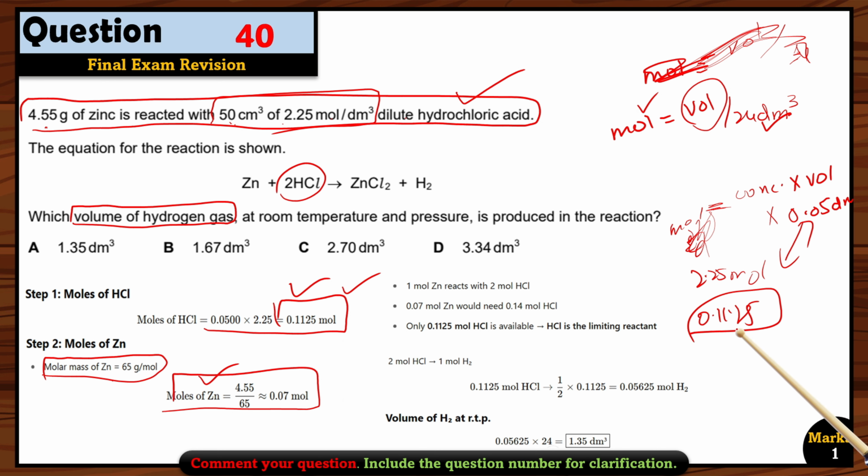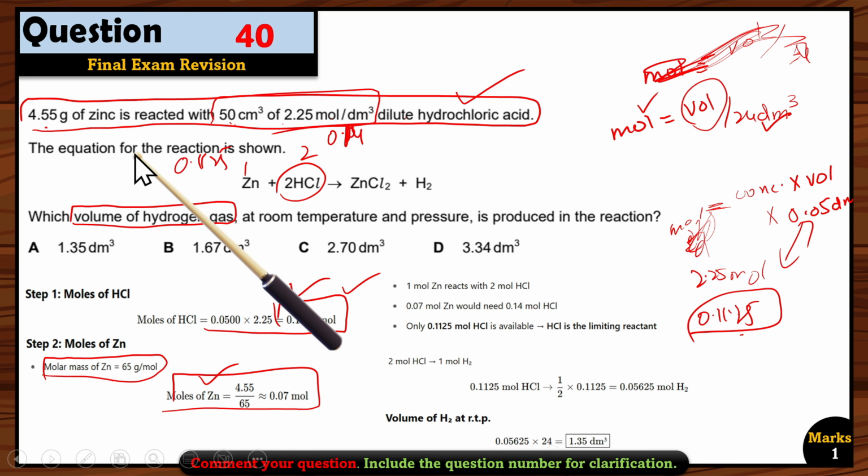0.1125 will use how much of the zinc? Because one zinc is using 2 HCl, so 0.1125 will use how much? 0.14, right? Sorry. But if you see here, 1 mole reacts with 2 mole of HCl, so 0.07 will need 0.14 mole of the HCl, right? But you see we have only 0.1125 which we calculated. So it means which is the limiting reactant? HCl is the limiting reactant.